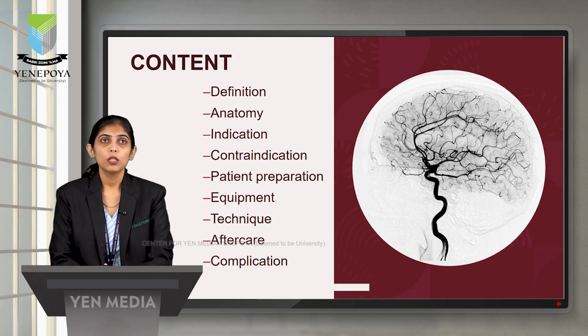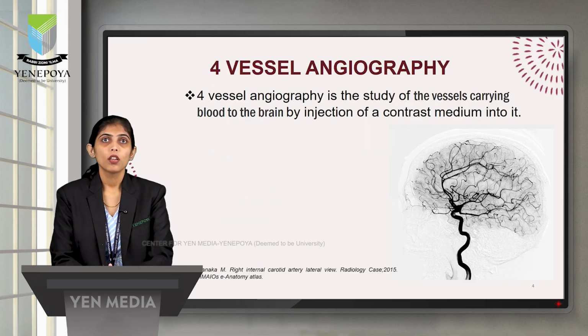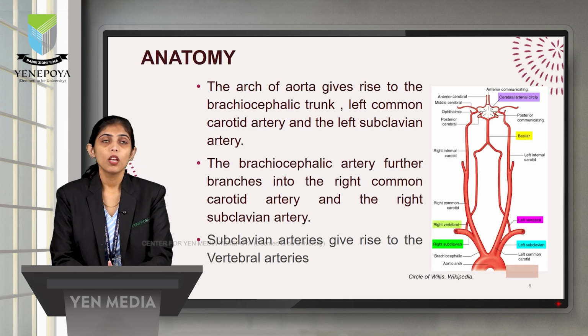So these are the contents we will be discussing today: the definition, anatomy, indication, contraindication, patient preparation, equipment, technique, aftercare, and complications. So starting with what is four vessel angiography. It is basically the study of the vessels which carry the blood to the brain by injection of the contrast media into it. So coming to the anatomy, here you can see on the right hand side the image.